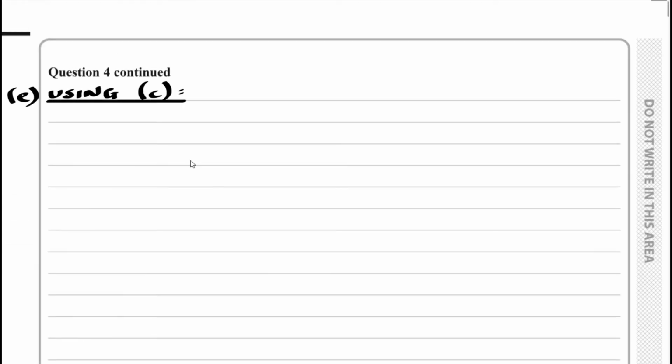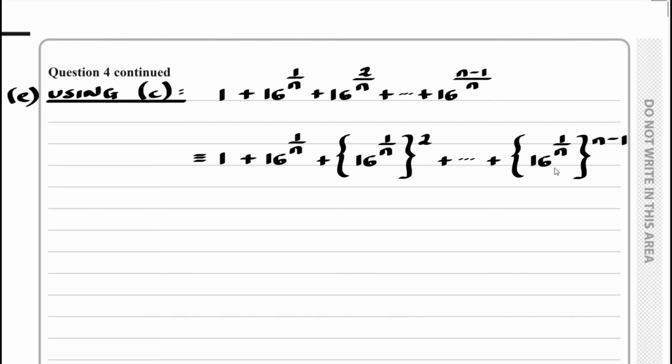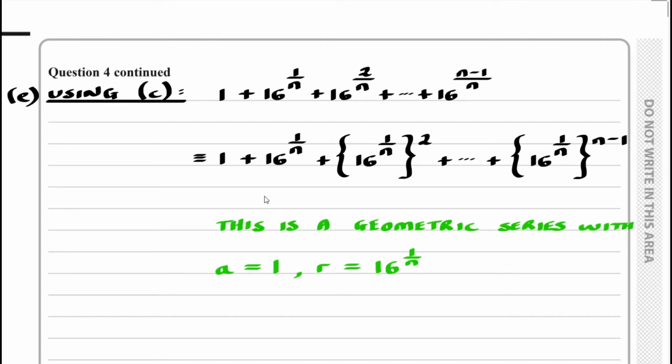So if we use part C, let's consider the 1 plus 16 to the 1 over n plus 16 to the 2 over n plus terms up until 16 to the n minus 1 over n. We can rewrite this result as the following. We've got 1 plus 16 to the 1 over n plus 16 to the 1 over n squared plus terms up until 16 to the 1 over n to the n minus 1. What we have here is a geometric series with a, our first term, equaling 1, and r, the common ratio, being 16 to the 1 over n.